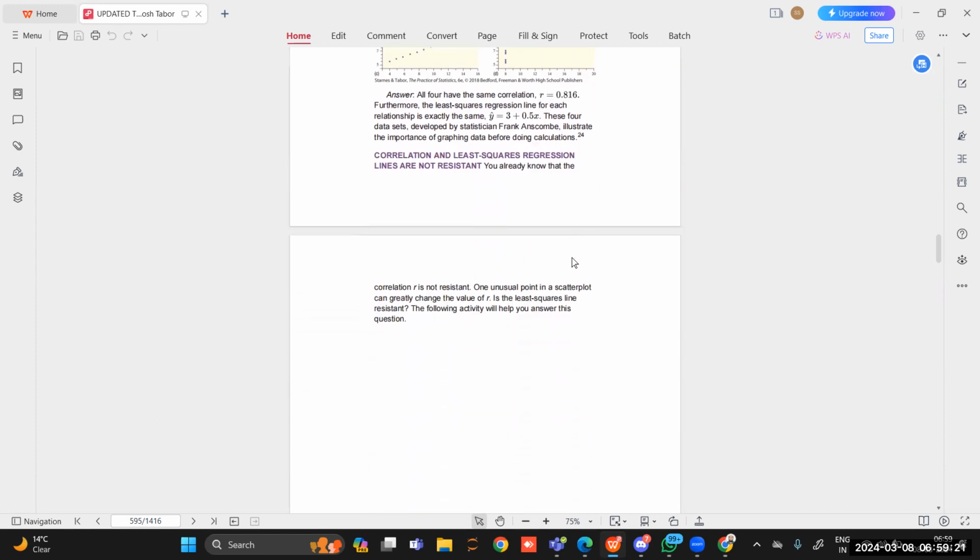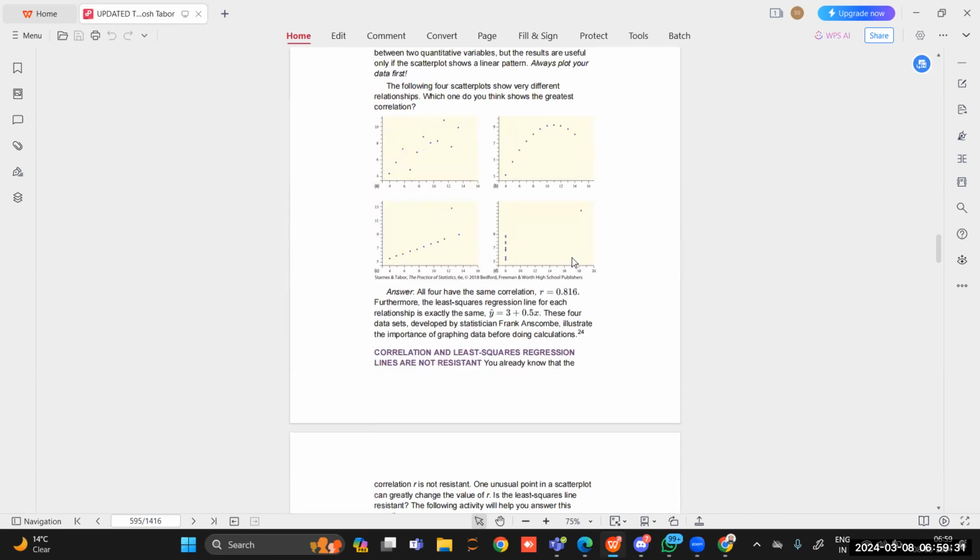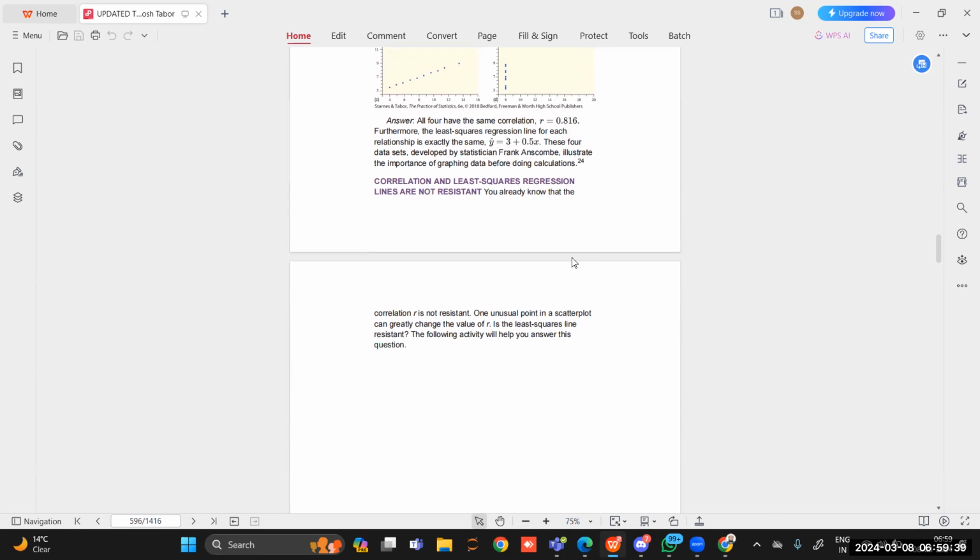That's the thing he's trying to explain: there is a limitation. For different graphs, the predicted y value will change with a different pattern. All four have a different pattern, but the correlation is the same and the regression line equation is also the same. So this is the limitation: correlation r is not resistant. Not resistant means if there are outliers in the data, the correlation changes. One unusual point in the scatter plot can greatly change the value of r.